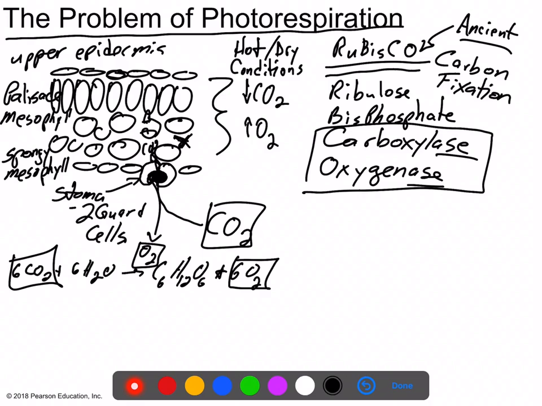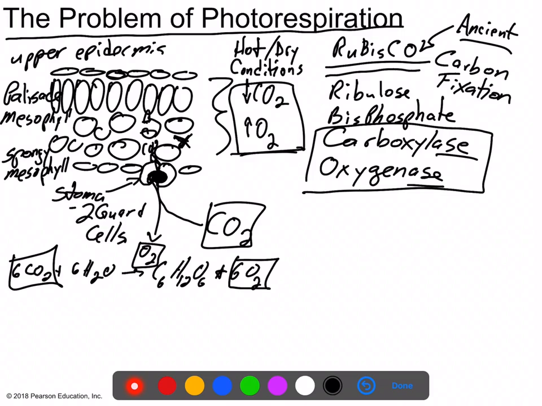But what happens under hot, dry conditions? The stomates close, and they close because they don't want to lose precious water. They don't want to dehydrate. The leaves want to stay hydrated, so they close the stomates to prevent dehydration. As a result, no CO2 is coming in, and oxygen is not coming out. And so the internal environment becomes low CO2, high oxygen.